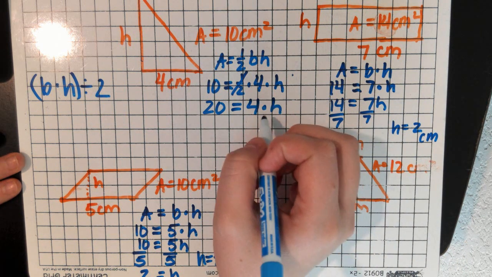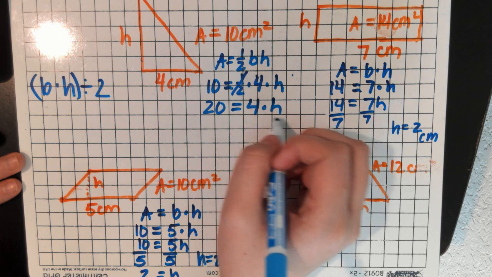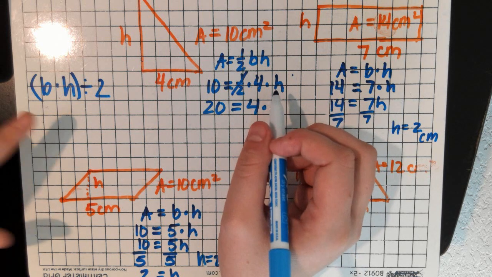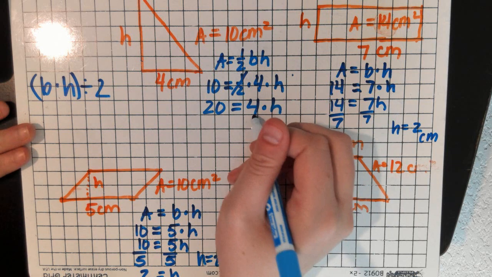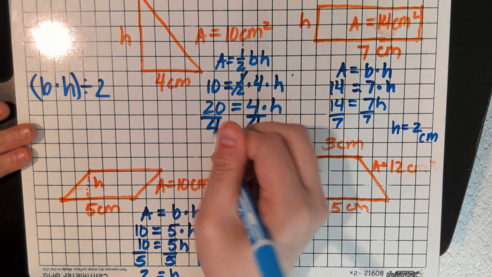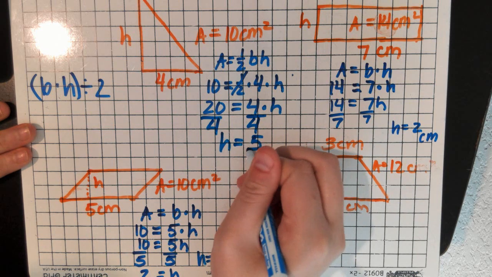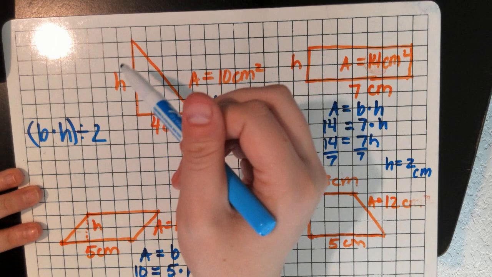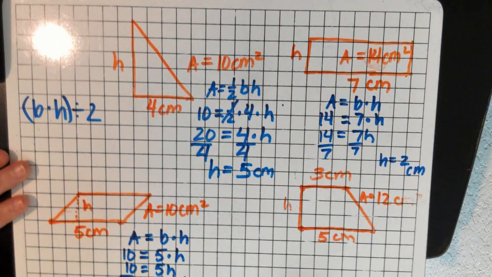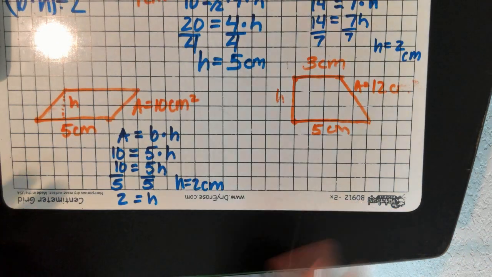So now I'm going to take this, and the inverse of multiplying by 4 is dividing by 4. Because remember, we multiplied here to get it. So we're going to work backwards. So I'm going to divide both sides by 4. So h equals 5. And it's 5 centimeters. And didn't I say that it's equal to 5? 1, 2, 3, 4, 5. So we're good. All right, now let's do the trapezoid.